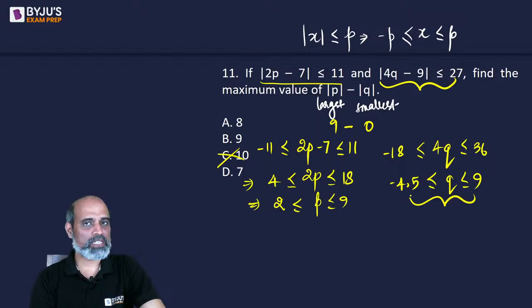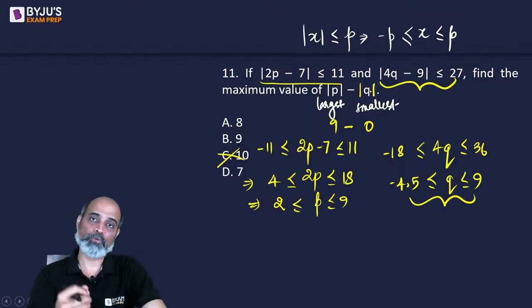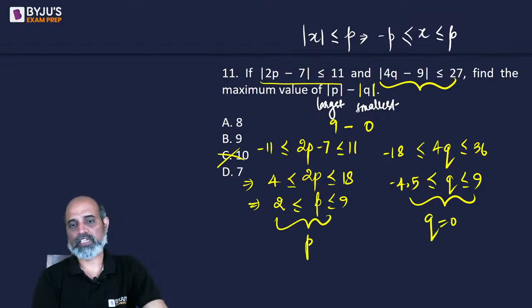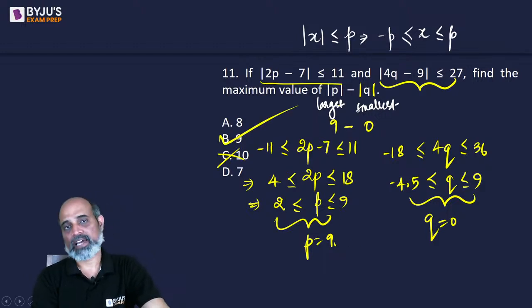Because if I take q as negative, since we have the mod here also, it will give you something more to be subtracted. So we will take 0 as the value of q, and from here the value of p we can take maximum is 9. So p minus q, the largest we can have is 9.